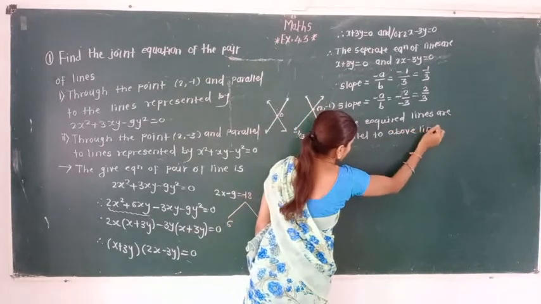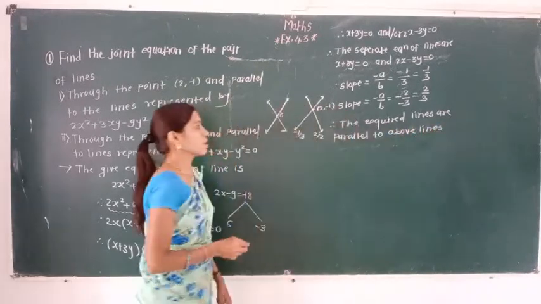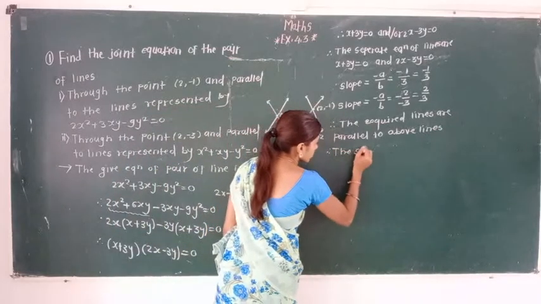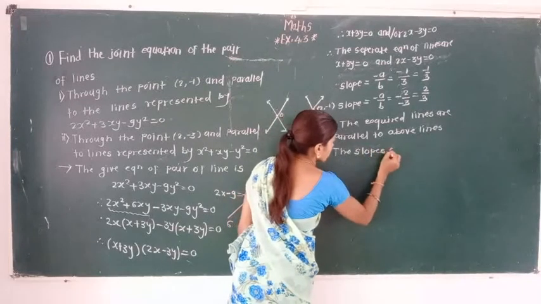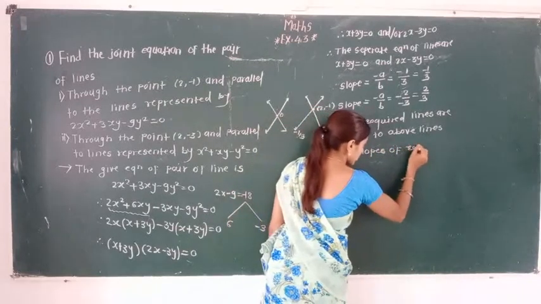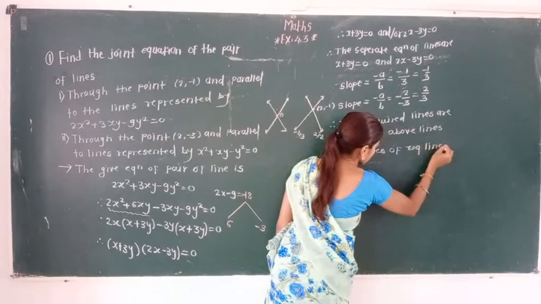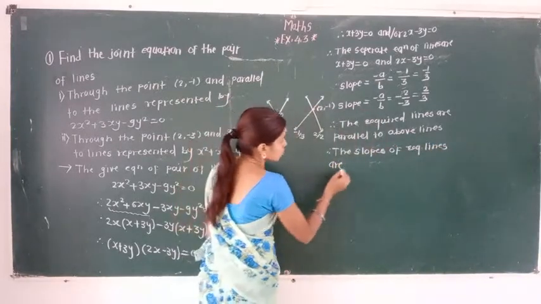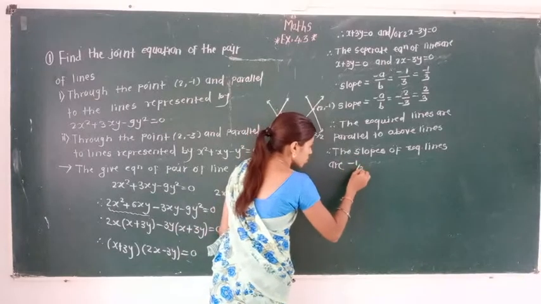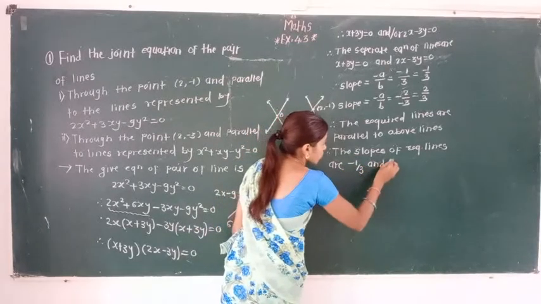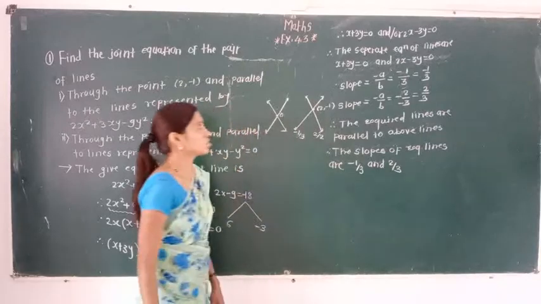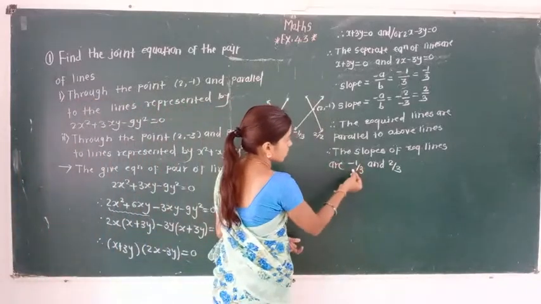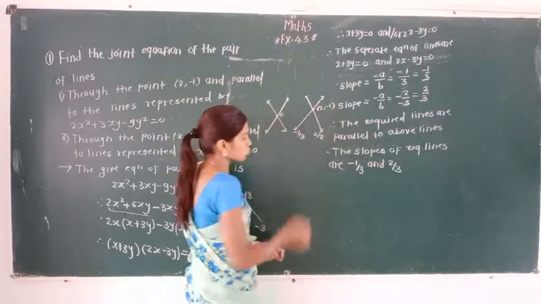Now the slopes of the required lines are, we can write, first line slope is minus 1 by 3 and second line slope is 2 by 3. Both required lines pass through the point (2, -1).